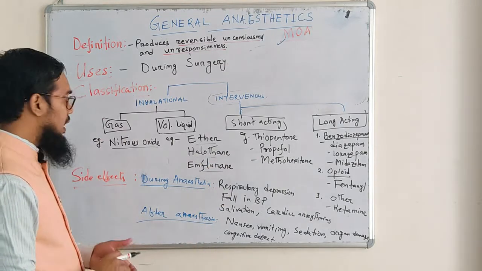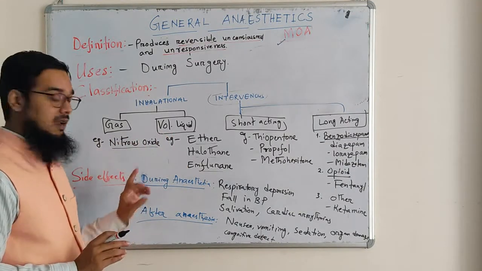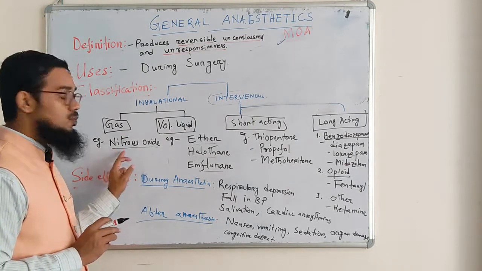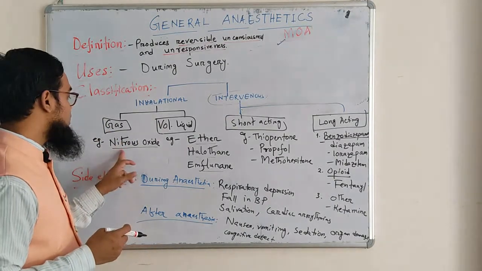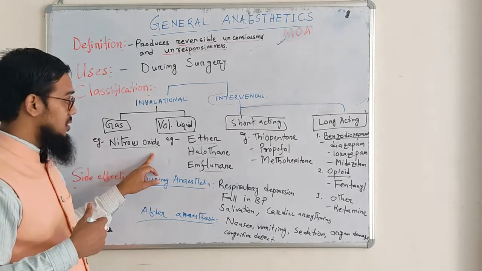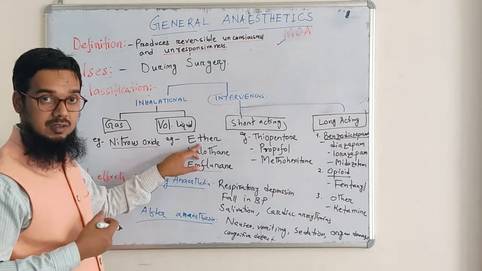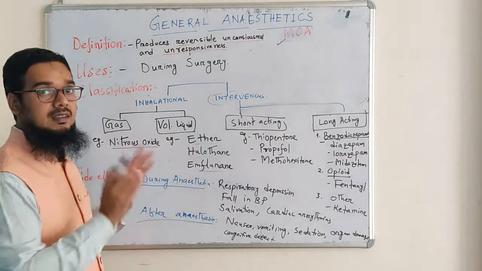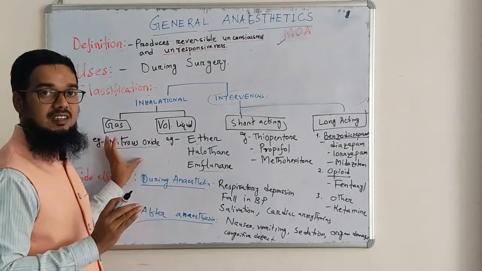There are some advantages and disadvantages of these agents. For example, the main advantage of nitrous oxide is rapid, very fast action, and it does not produce respiratory irritation. But ether can cause respiratory irritation, and halothane and fluorine can damage organs. So each gaseous anesthetic has certain advantages and disadvantages.